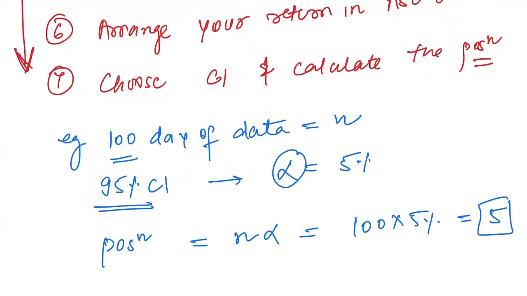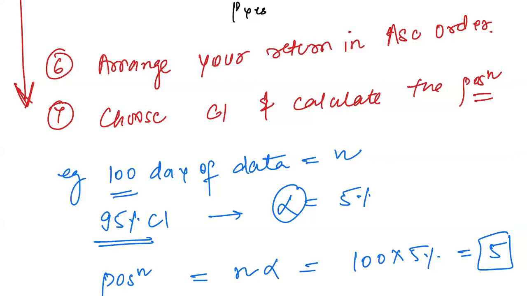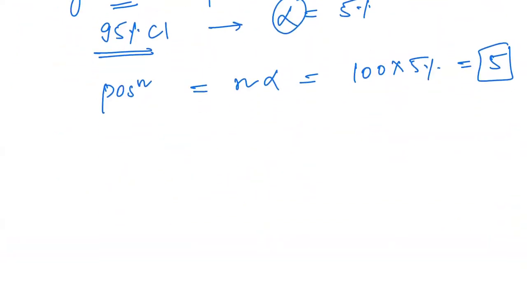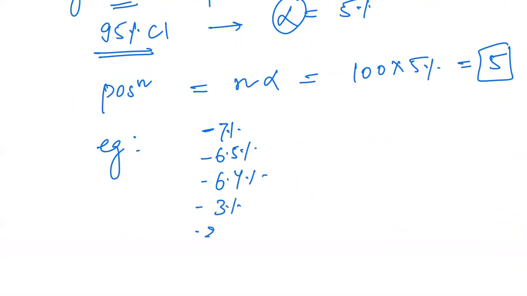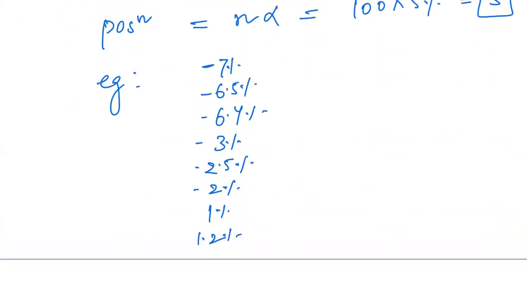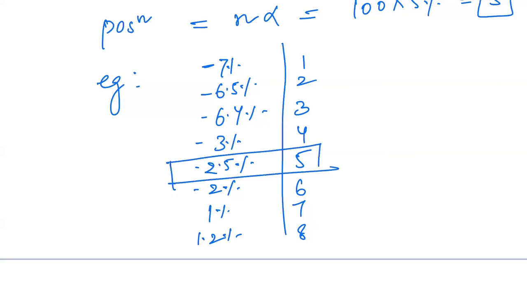Since you have already arranged your returns in ascending order, your returns will look something like this: negative 7%, negative 6.5%, negative 6.4%, negative 3%, negative 2.5%, negative 2%, 1%, then 1.2%, something like this. As I told you in my historical video, you need to give a position. Once you arrange in ascending order, you count numerically: 1, 2, 3, 4. Whatever you have at your fifth position, that is your value at risk using Monte Carlo.